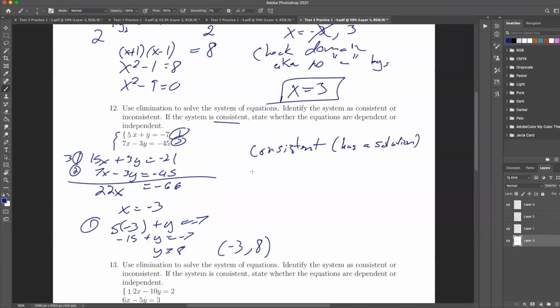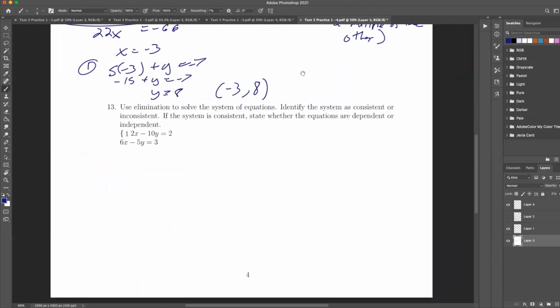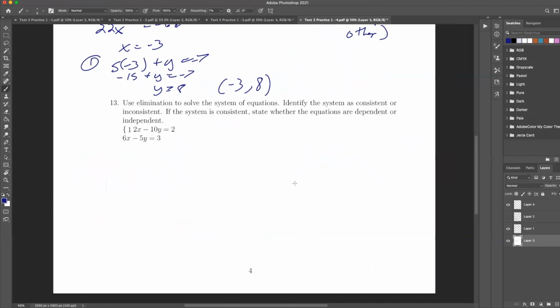And the equations are independent. Independent, meaning one is not a multiple of the other. Okay. So it's consistent and independent. And consistent independents have one solution. So if you have one solution, it's consistent and independent. I will show you on the next one right here. On the next one, I'll show you both the other two cases.